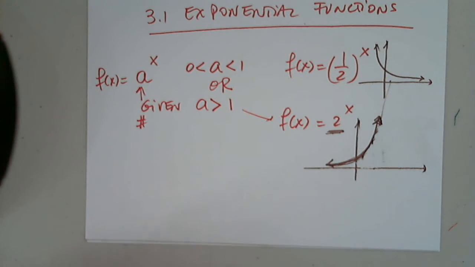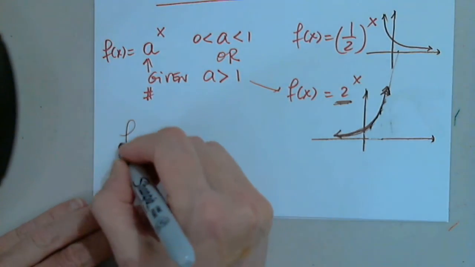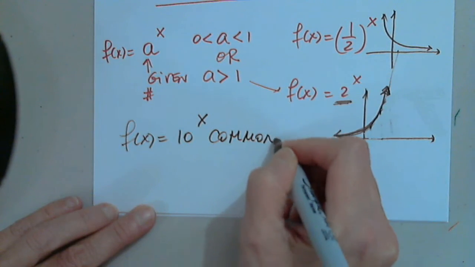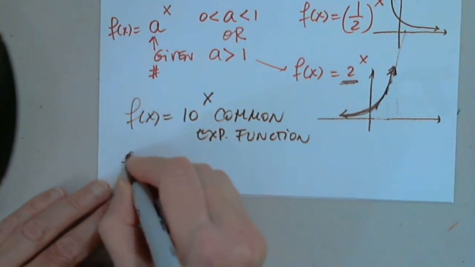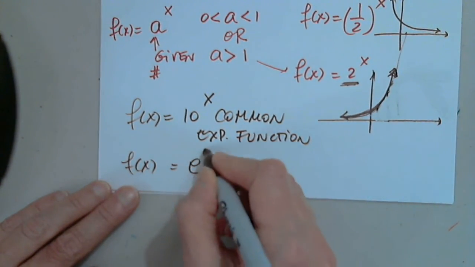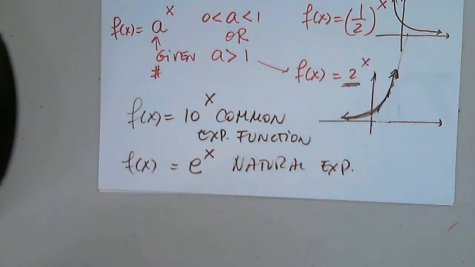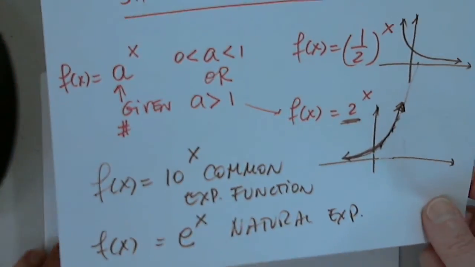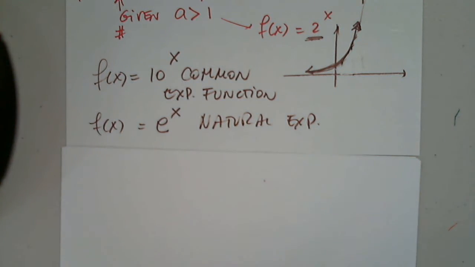Okay, so the special exponential functions are with base 10, which is the common exponential function. And the nice one that we like a lot is this one, which is the natural exponential function. And what we're interested in here is just one thing, in addition to the graphs, of course. There is only one thing that we're interested in here: how to differentiate.